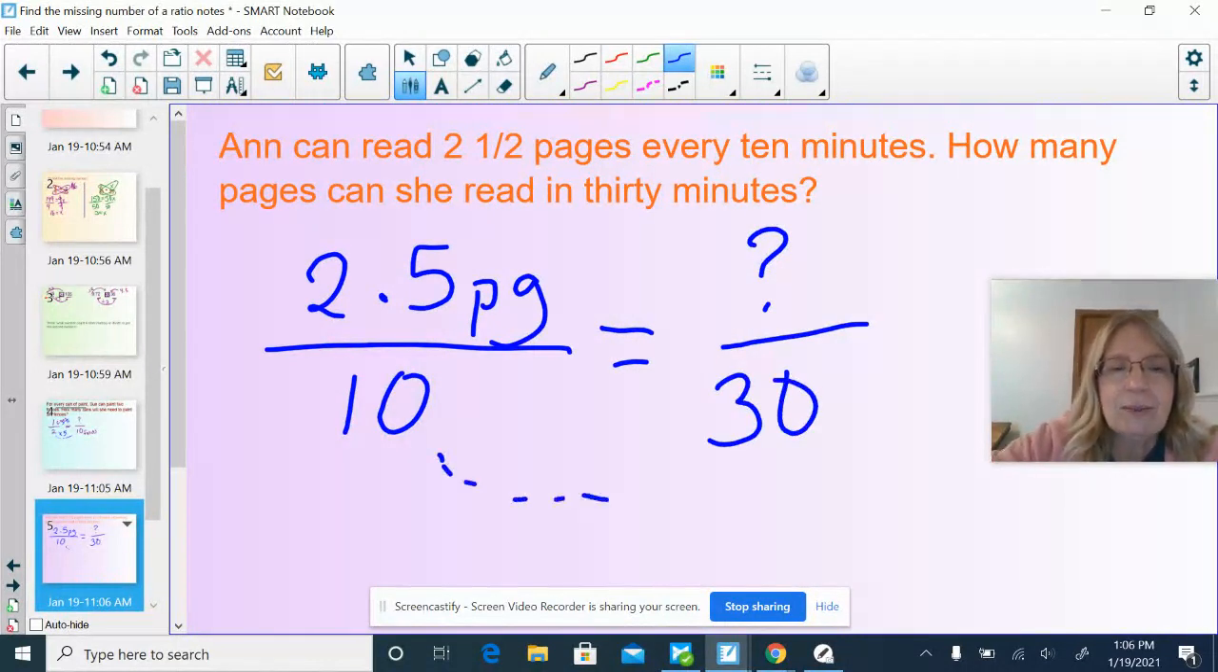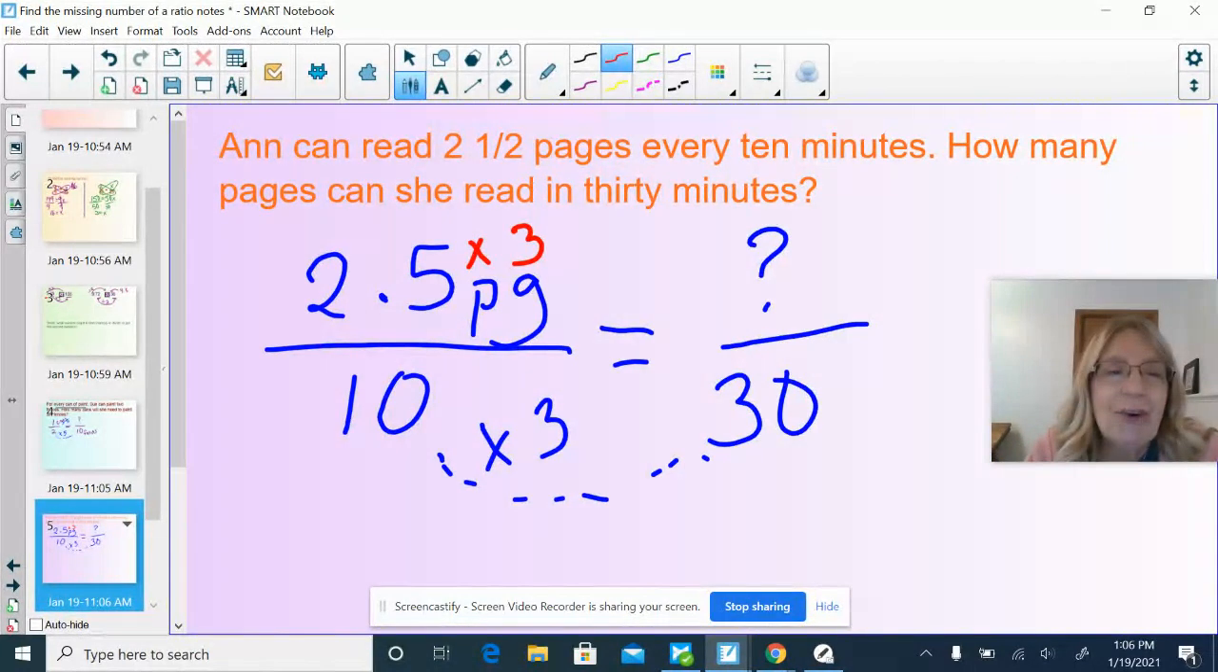So now you're thinking, what did I do from the 10 to get to the 30? Times 3. So then do the same thing in the numerator, 2.5 times 3. Go ahead and use your calculators, and it would be 7.5. So she can read 7.5 pages in 30 minutes.